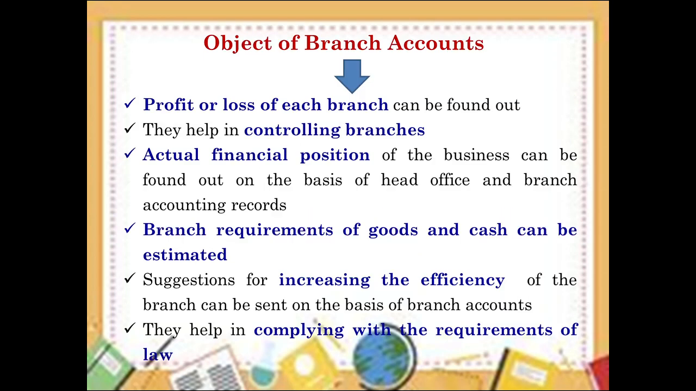And the next one, objects of branch accounts. With the help of branch accounts, the profit or loss of each branch can be found out. We have to control the branches with the help of branch accounts. The actual financial position of the business can be found out on the basis of both head office records and the branch records. The branch requirements of goods and cash can be estimated with the help of branch accounts. Suggestions for increasing the efficiency of branches can be sent on the basis of their accounts. They help in complying with the requirements of law.